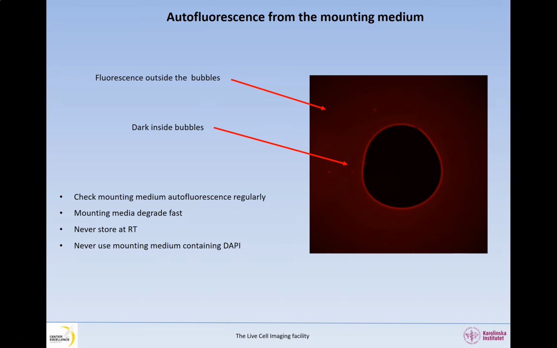Simply changing mounting medium will increase the signal-to-background ratio in all your images. Never use mounting medium containing DAPI, as this will increase background fluorescence. Instead, perform DNA staining as a separate step before mounting.